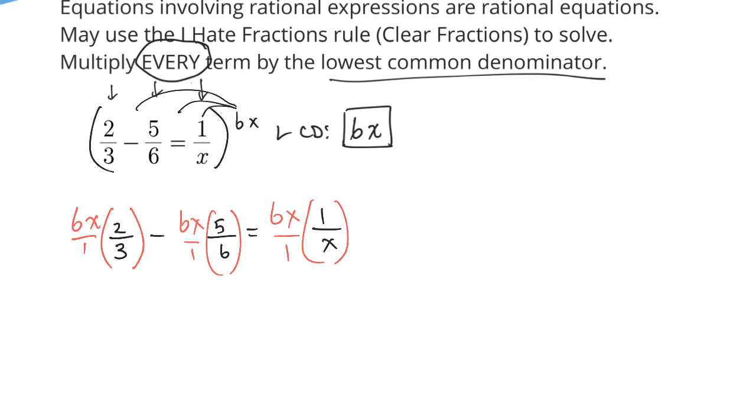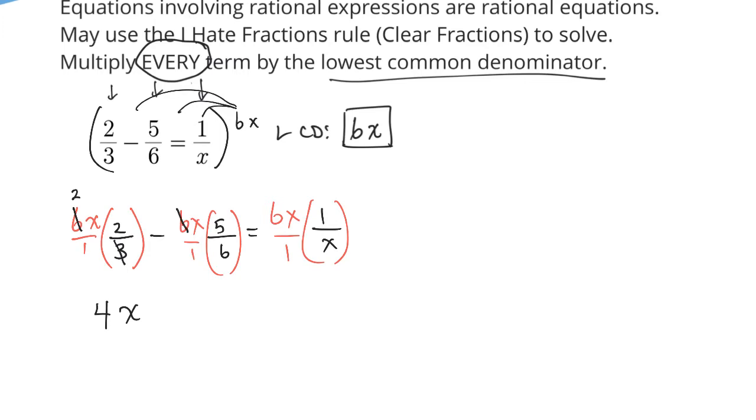And now for each term, you remove common factors. So for this first one, I've got 6x times 2 divided by 3. Well, the 3 goes into the 6 twice. And then I've got 2 times 2 would be 4, and I have an x. So that first term will be 4x. Notice there's no fractions. I'm not getting a common denominator so I can put it on every term. I'm using that common denominator to multiply every term, and then I get rid of the fraction. That's why I call it the I hate fractions rule.